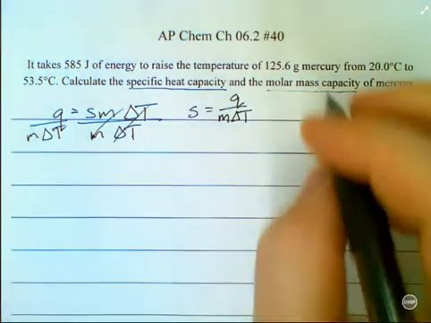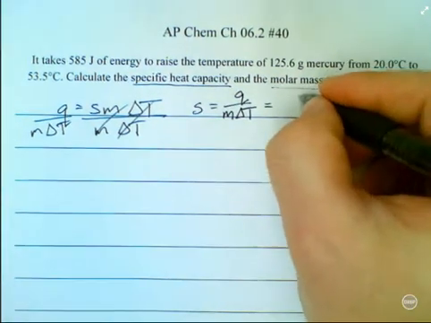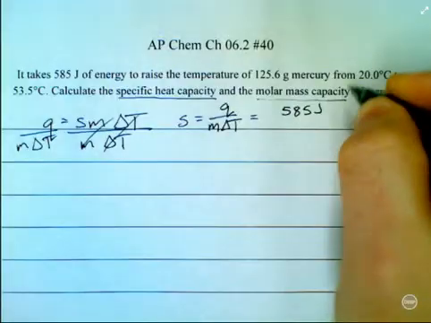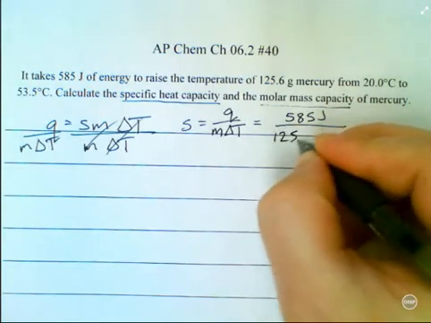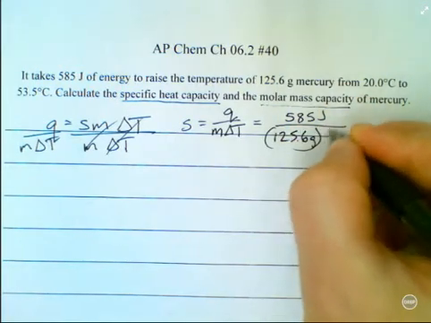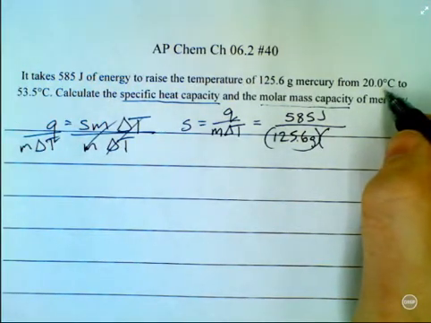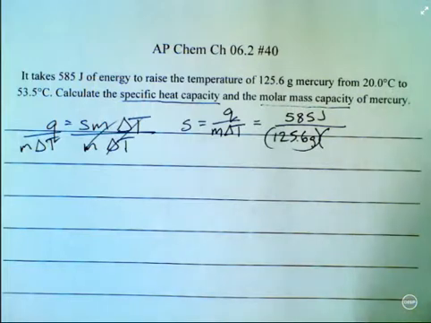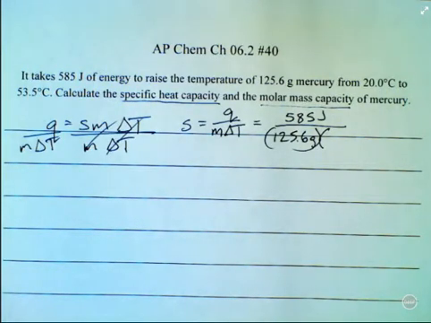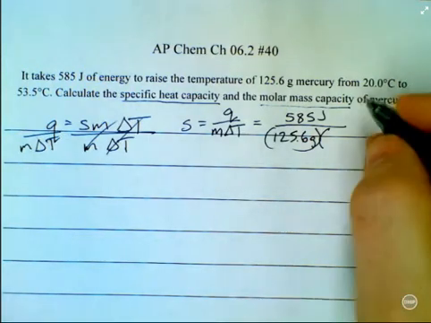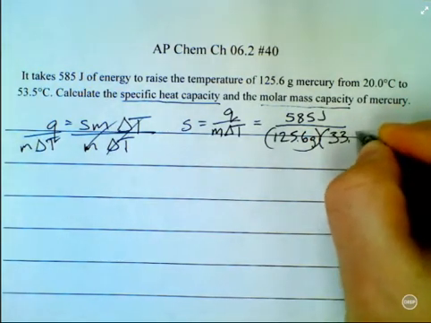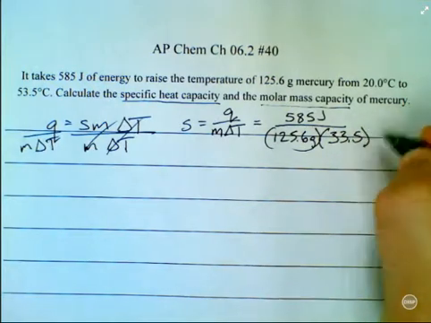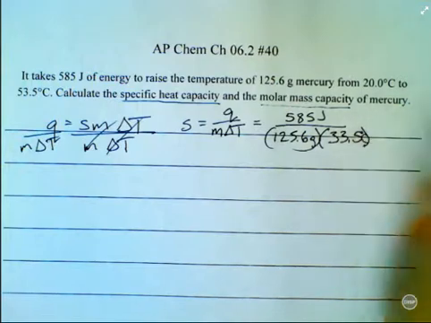What this allows me to do is simply plug in all these values that the question just gave me and chug. Let's see, mass 125.6 grams. And then the temperature change, well, I'm just going to do this on the calculator. No need to make some silly mistake. 53.5 minus 20, 33.5. That was pretty silly, I should have been able to do that in my head. So 33.5 degrees Celsius.